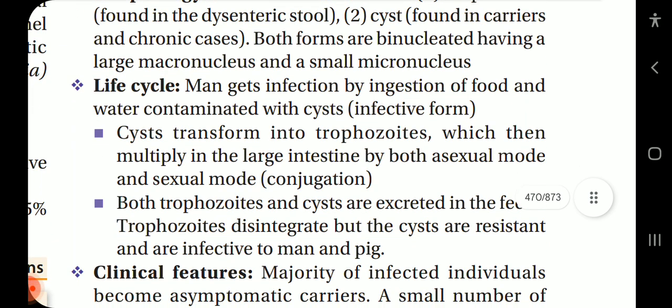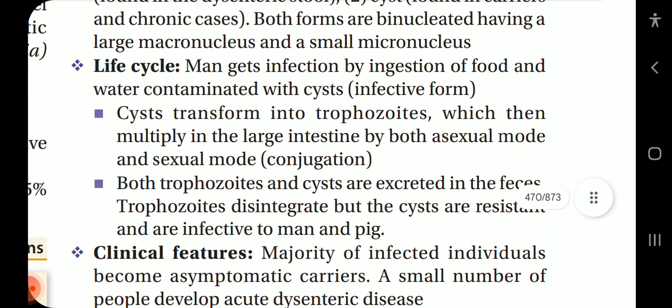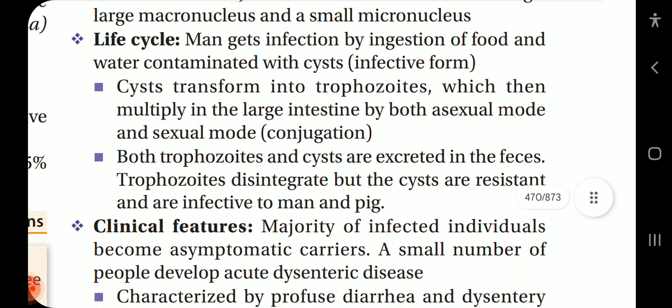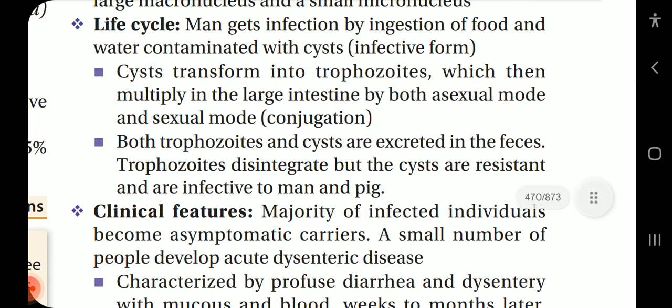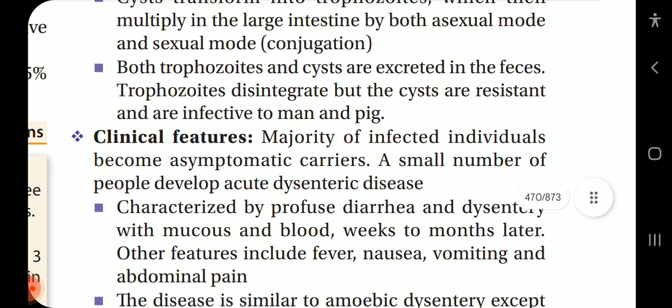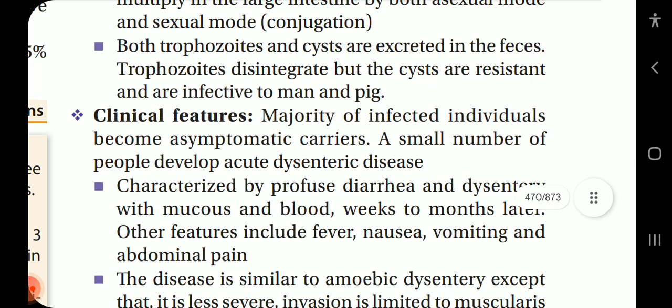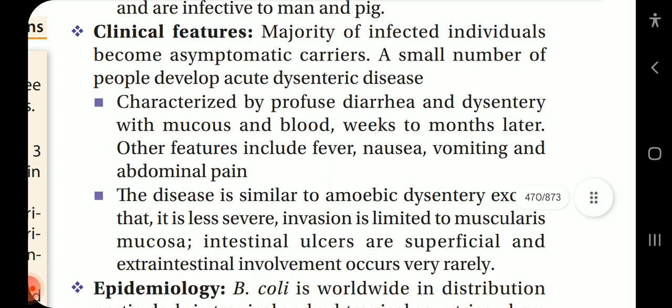Both forms are binucleated, having a large macronucleus and a small micronucleus. Life cycle: man gets the infection by ingestion of food and water contaminated with the cyst, the infective form. Cysts transform into trophozoites, which then multiply in the large intestine by both asexual mode and sexual mode, conjugation. Both trophozoites and cysts are excreted in the feces. Trophozoites disintegrate, but the cysts are resistant and infective to man and pig.